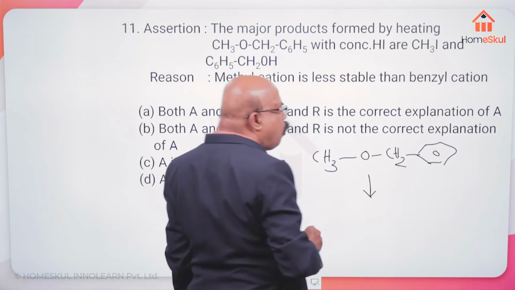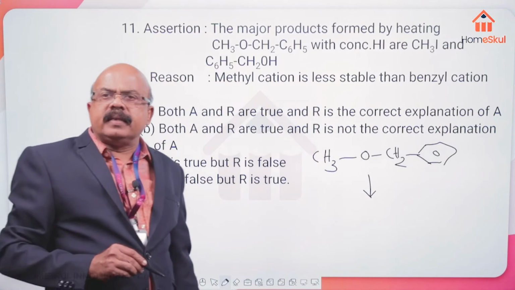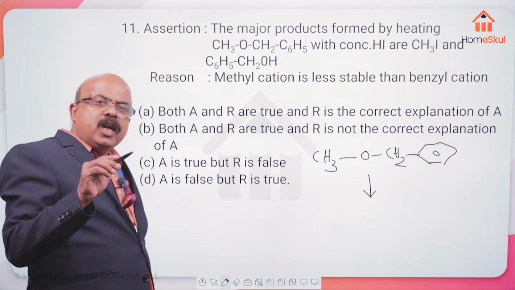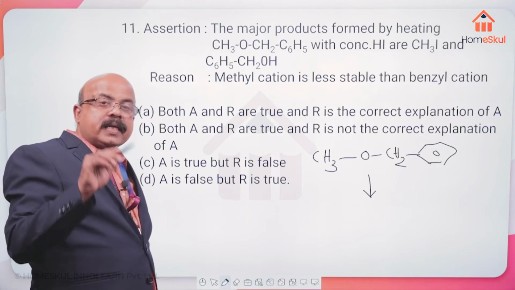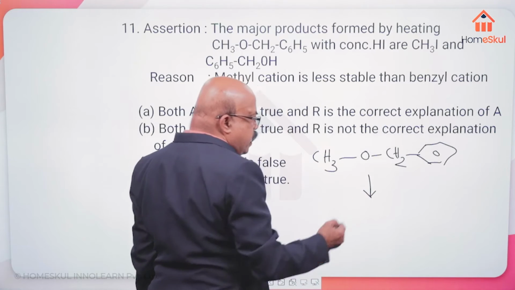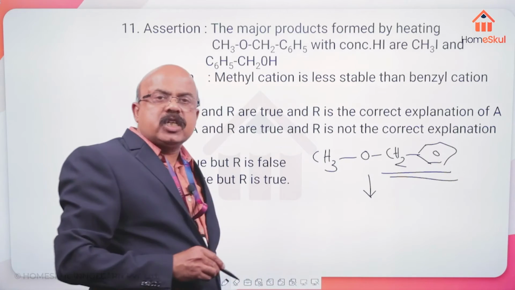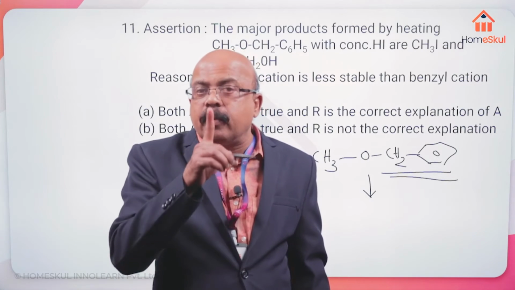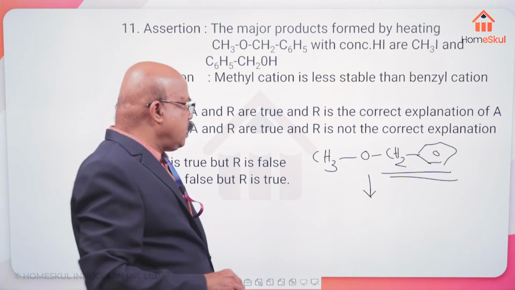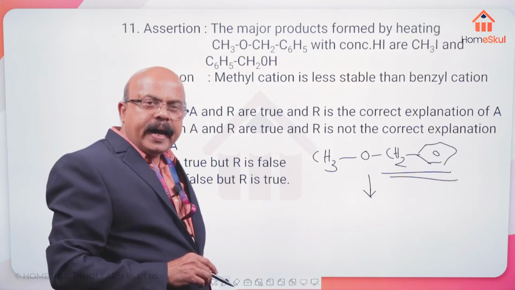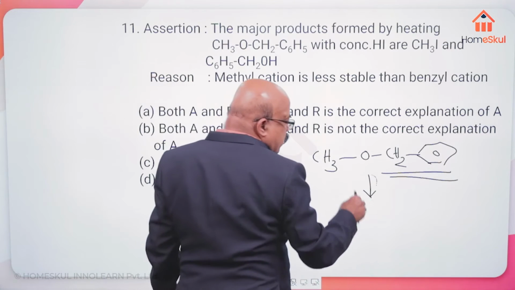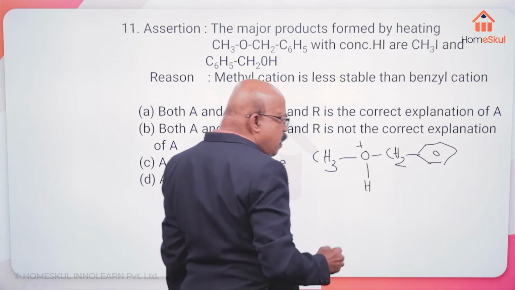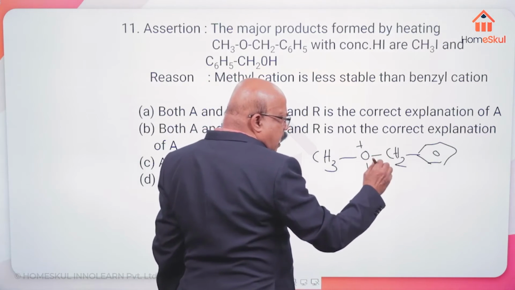Ethers are less reactive compounds, but under drastic conditions they can react with hydrogen iodide. Remember, if any one of the hydrocarbon groups is tertiary or benzylic, and here it is benzylic, then the reaction proceeds through the SN1 mechanism. Here a carbocation is formed. Otherwise, the reaction proceeds through the SN2 mechanism. When it is treated with hydrogen iodide, the first step is protonation. Then this bond undergoes cleavage.